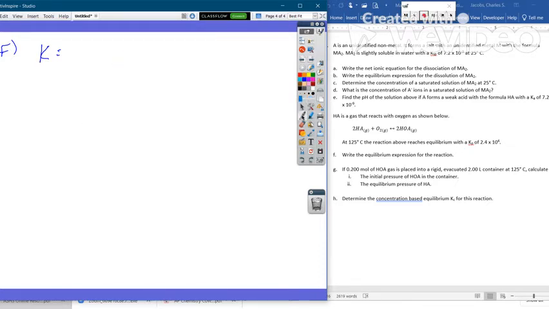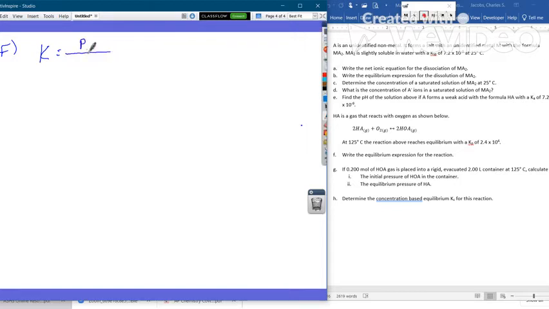Okay, so we're going to backtrack, and I'm going to say the pressure of this stuff, which is going to get squared. Down here, the pressure of HA is going to get squared, times the pressure of oxygen, which will not get squared, because in our reaction over here, oxygen is the one species that does not have a coefficient of 2 in front of it. All right, so there's your equilibrium expression.